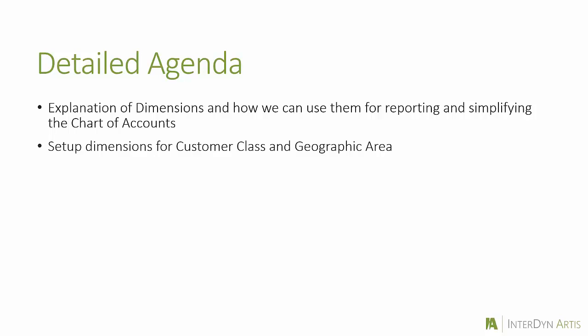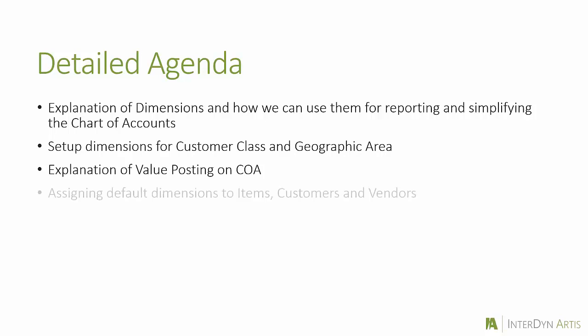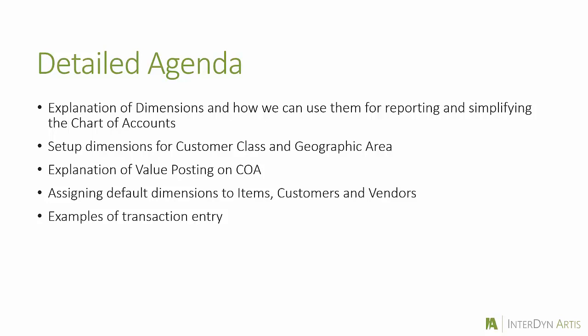Talk is great, but we're actually going to show. So we'll set up some dimensions for customer class as well as geography where customers might be. We'll talk about value posting, and I'll leave Debbie to explain that in more detail in just a little bit. We'll assign some defaults to items, customers, and vendors. So when you enter transactions, you don't have to go and pick these out all the time. You can have defaults, and then you can change them if you need to. It makes entering transactions really lickety-split smooth. And then we'll enter transactions, of course. We'll talk about how all of this works with budgets, and then we'll dive into reporting.